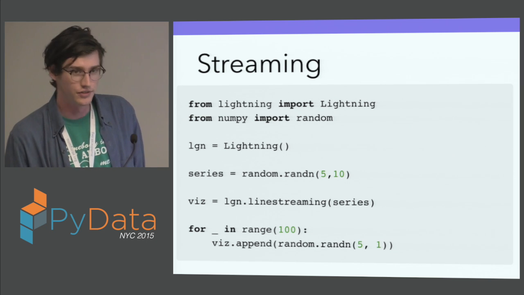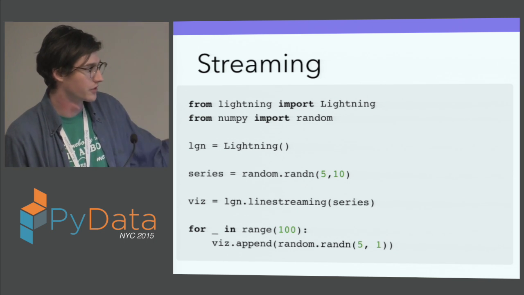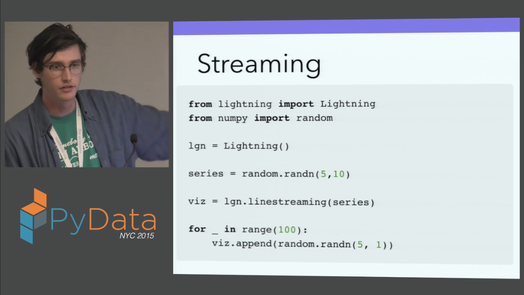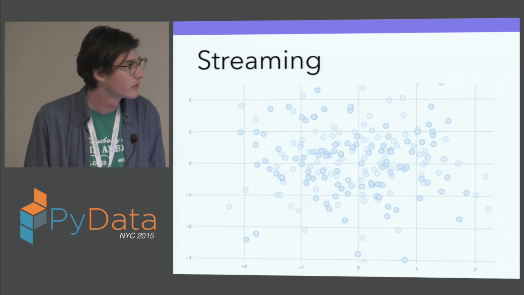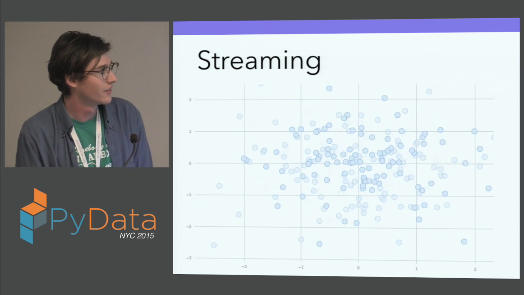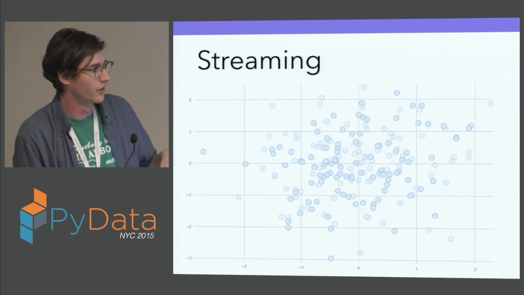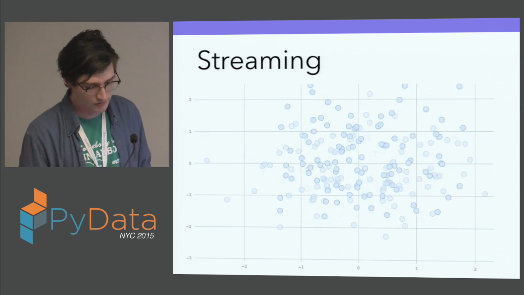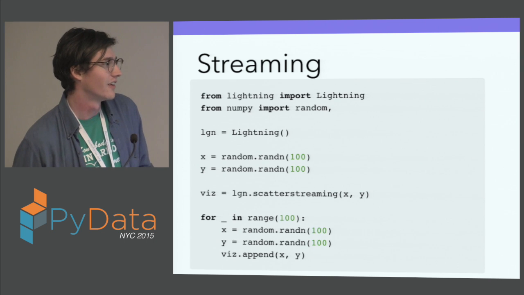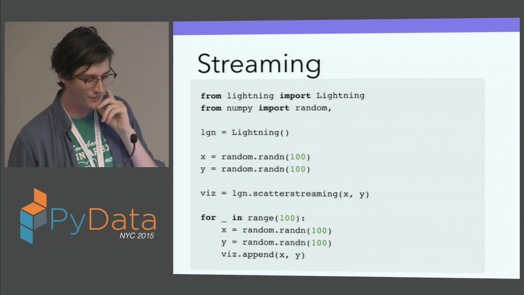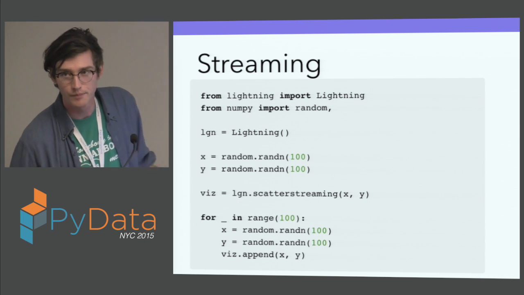It's very similar to the first example I showed, except we're just appending. We're using the line streaming function, and then we're appending at the end. Similarly, with the scatter plot, we can have a streaming scatter plot where points fade out over time and come in over time, and you can define different behaviors based on that. It's the same idea here. You just do a streaming scatter plot, and you're appending data to it all the time.